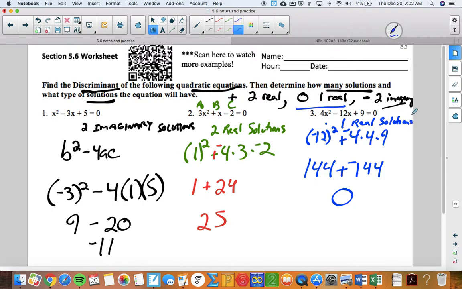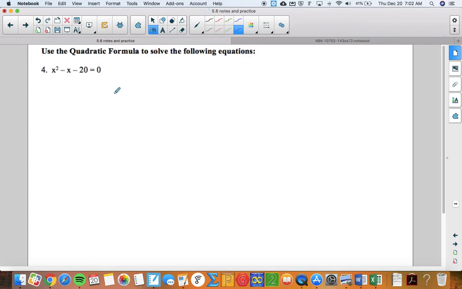And to get that solution, obviously, we'd still have to do the opposite of b, plus or minus the square root of this value divided by 2a. So there is one real answer there.